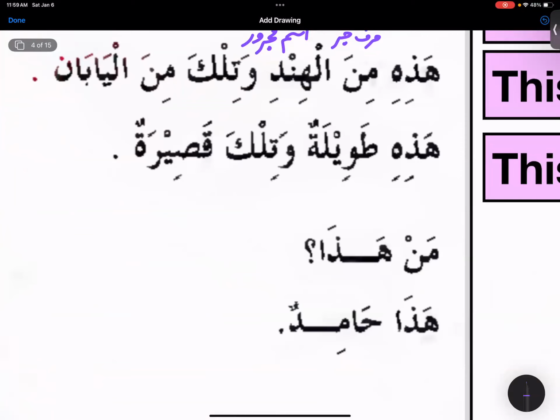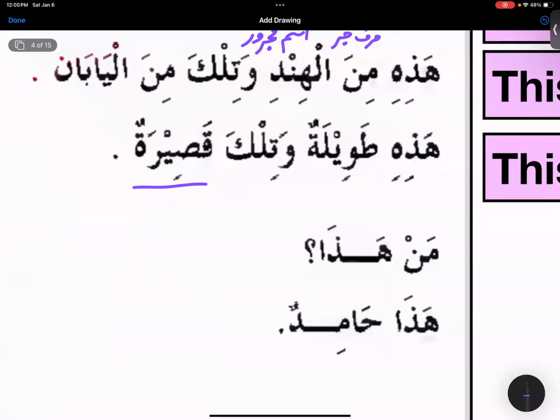Shall I do it? Yes, this is Aisha, go ahead. Hazihi tawila wa tilka qasira. She is tall, or this is tall, and that is short. Very good. So the nurse is short and the tabiba is tall. Now if I ask you about qasiratun, can you describe it over here? Qasira, because of this ta marbuta, this is muannas.